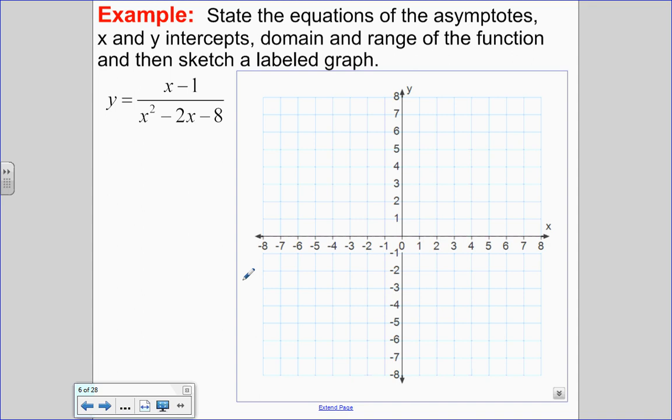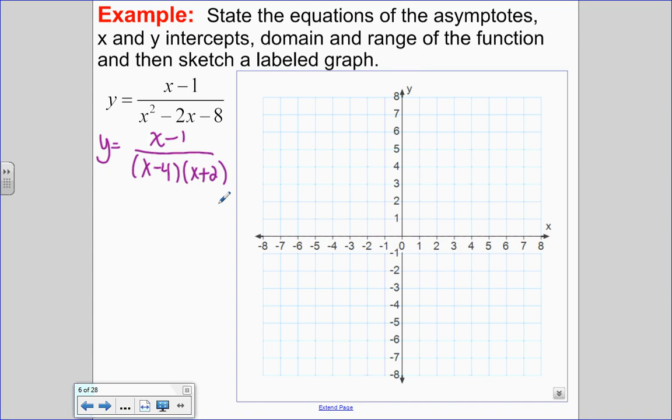Okay, let's look at an example. So in this example, I want to state the equations of the asymptotes, y and x-intercepts, domain, range, and then sketch a labeled graph. So in this case here, I have a linear factor in the numerator. I'm going to factor the denominator, x minus 4, x plus 2. Okay, that can't be simplified any further.